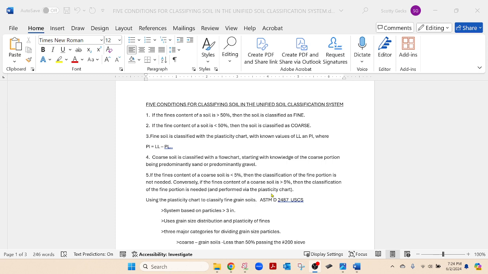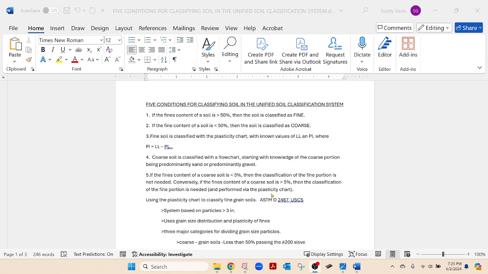So number 5, if the fines content of a coarse soil is less than 5%, then it's a fine. And conversely, if the fines content of a coarse soil is greater than 5%, then the classification of the fine portion is needed and is performed by the plasticity chart. Using the plasticity chart to classify soil grains, that's the American Society for Testing and Materials, that's their number there.